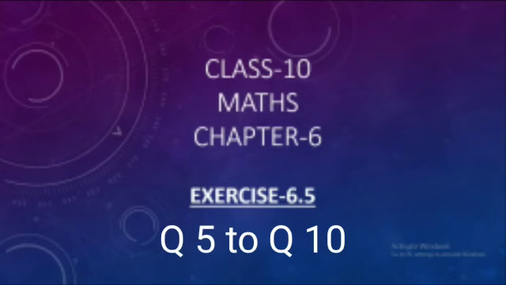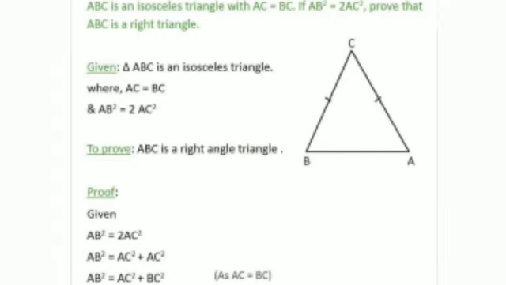Students, yesterday we have done till question number 4 of the exercise 6.5. Today we are going to proceed further from question number 5 onward. So students, your question number 5 is: ABC is an isosceles triangle with AC equal to BC. If AB square equals twice of AC square, then prove that ABC is a right triangle.